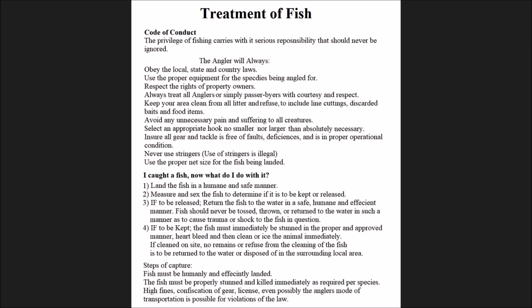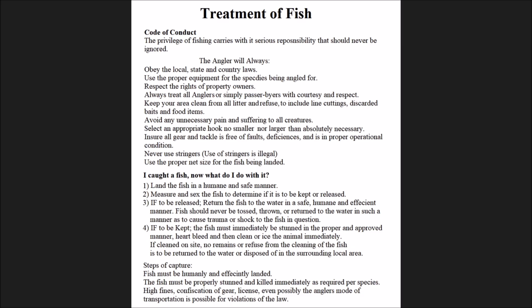If cleaned on site, no remains or refuse from the cleaning of the fish is to be returned to the water or disposed of in the surrounding local area. If you leave fish guts down or you throw fish parts back into the water, you've now committed a crime against nature, and those can be severe.